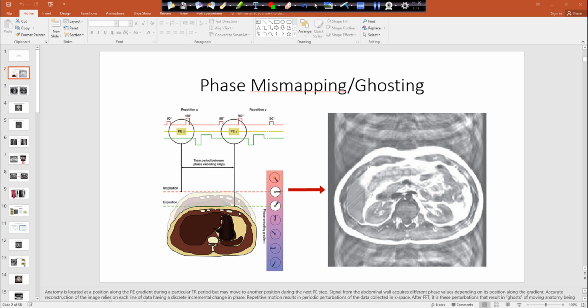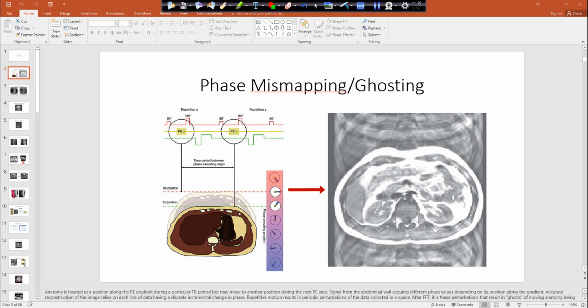So the first one we mentioned was our phase mismapping, or ghosting. So on the exam, make sure you really know the first column, the third column, obviously the remedies, and then being able to identify what the artifact actually looks like on an MR image. So you need to be able to give several names of the artifact. So this first one, phase mismapping, is also called ghosting and motion artifact.